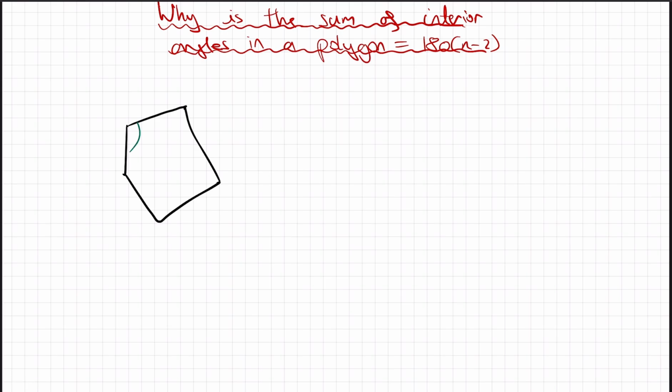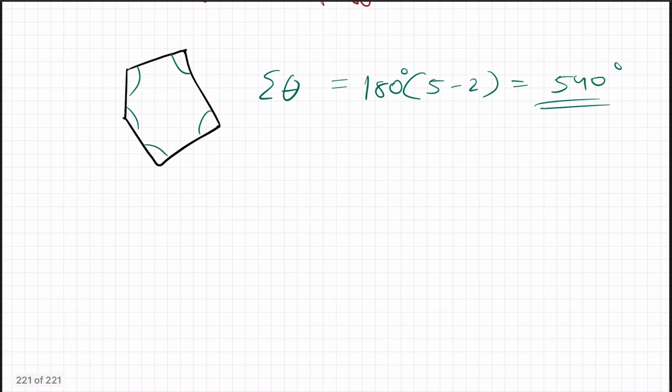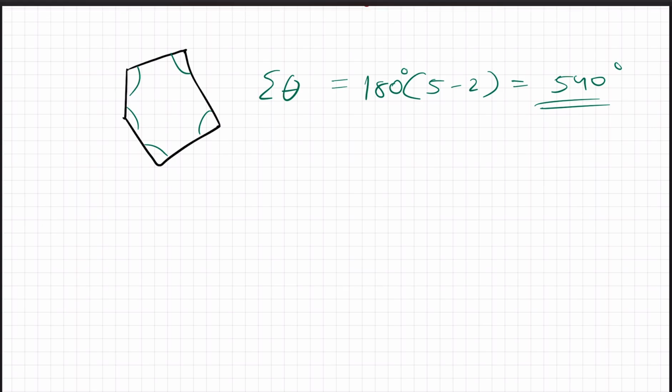We know the sum of all these angles within the pentagon is going to be equal to the sum of theta equals 180 times n minus 2, so 5 minus 2, which is 180 times 3, which is 540 degrees. So that's what this fact states, and it lets you work out the interior angle sum of any n-sided polygon. If it was a regular one, then you can just divide it by n to get the angle of each one.